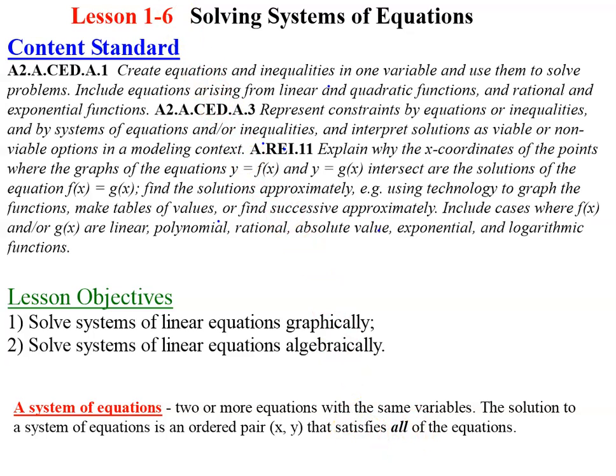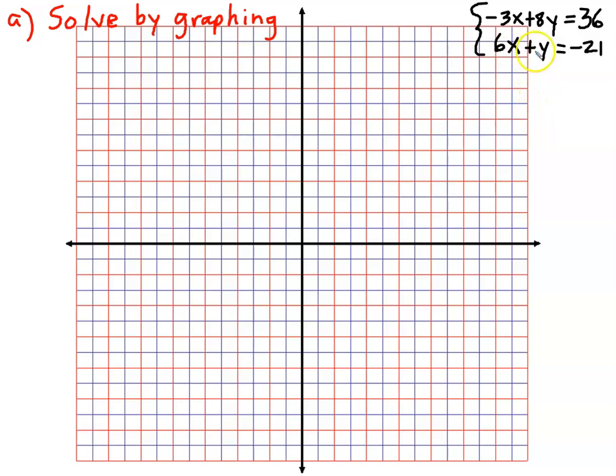So let me give you an example of what a system looks like. Here is a system of two equations. And in this lesson, we're going to learn, or probably refresh your memory, on how to solve these systems, and we're going to be using three different methods. And so that's the bulk of today's lesson. So the first method that we're going to use is the graphing method.